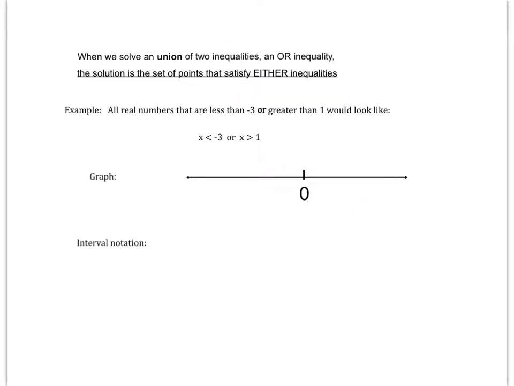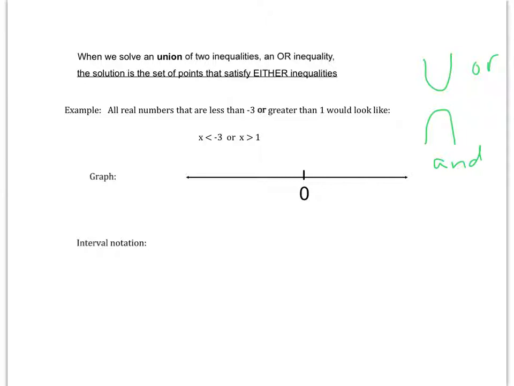Okay, so that brings us to the second set of inequalities, when we're using the word or. When we're using the word or, we're going to use that union symbol in interval notation, because it's one or the other. Remember, the intersection symbol is when we use the word and. So this is and, this is or. And of course, or means it could be one or the other, it does not have to be both. So all real numbers that are less than negative 3 or greater than 1 would look like this.